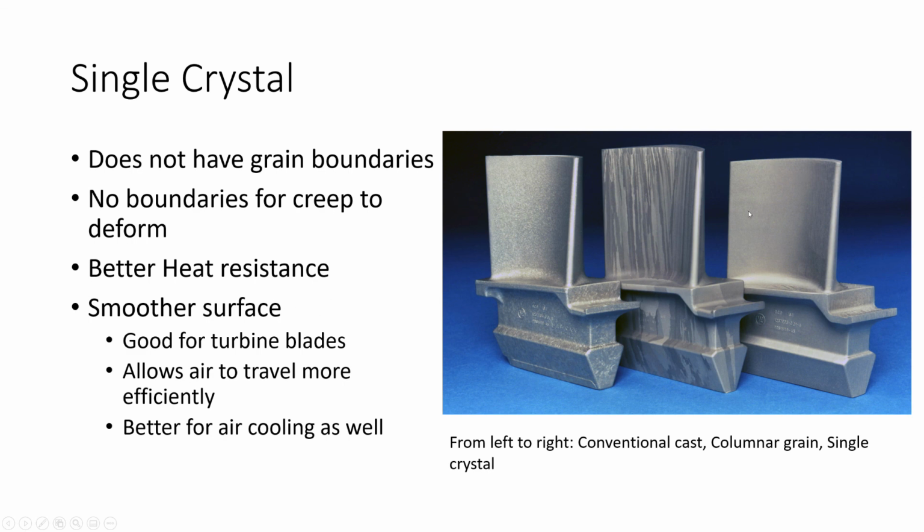The smoother surface, especially for turbines, has a lot of advantages. It allows air to travel more efficiently, so you have less drag on the turbines in your jet planes. It's also better for air cooling, because your turbines will operate at a really high temperature and have to be cooled as well. As it is flying at really high altitudes, the air around it will cool it. However, if the air is a bit turbulent on the underside of the turbine, it won't cool as well, because the hot air won't travel as quickly as it is supposed to.